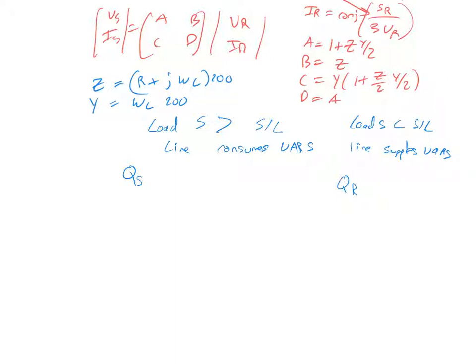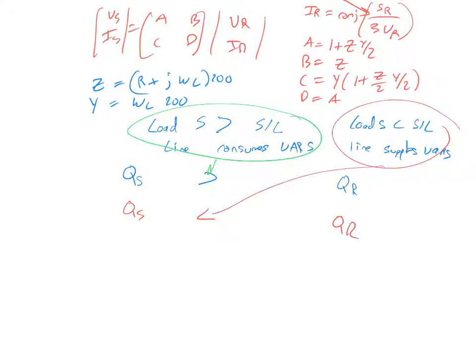If the load is bigger than the sending end, then I should have this case. This corresponds to this one, and if QS is less than QR, then you have this other case. So you just have to calculate the Qs. All right? How do you do that?